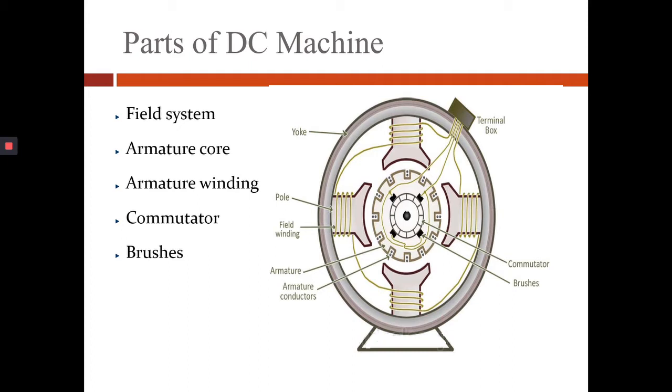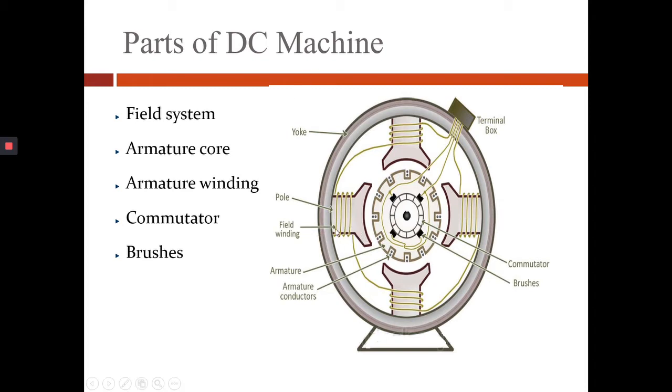Now we'll see parts and its functions. Yoke is the outermost cover to protect machine from moisture, dust and gases. It provides mechanical support. It provides low reluctance path for setting up the flux. Now we'll see about the pole and pole cores. Pole cores and pole shoes are to carry the field winding. They direct flux through air gap to armature core and enlarge the area of armature core to come across flux.